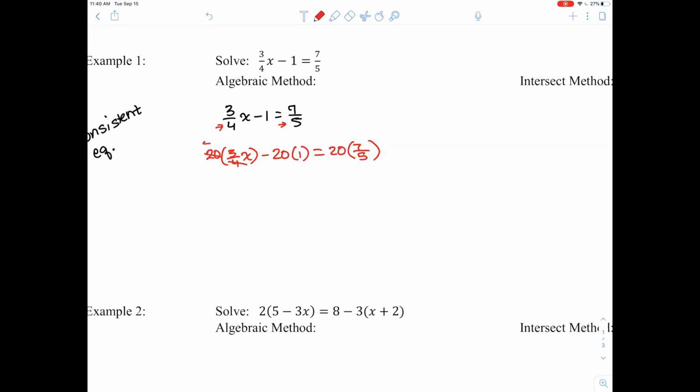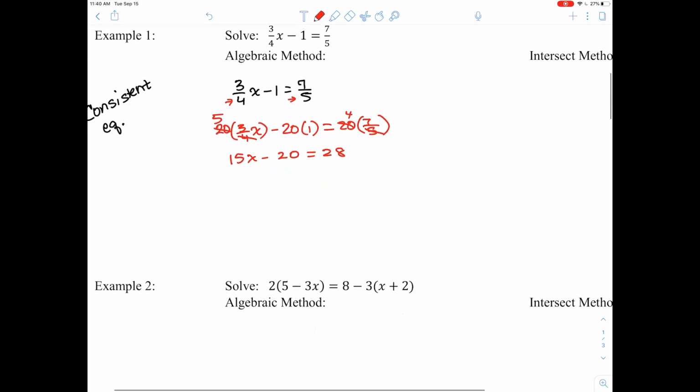So 4 cancels the 20, because 4 goes into 20 5 times. And then 5 cancels the 20 because 5 goes into 20 4 times. So we have 15x minus 20 equals 28. I like to clear the fraction because I don't like to do math with fractions. It's just a preference. We'll add 20. So we get 15x equals 48.